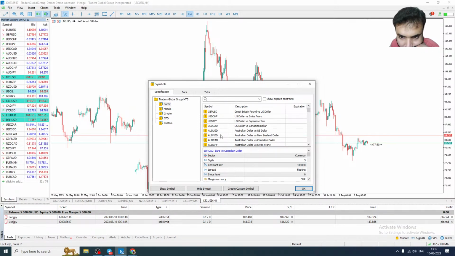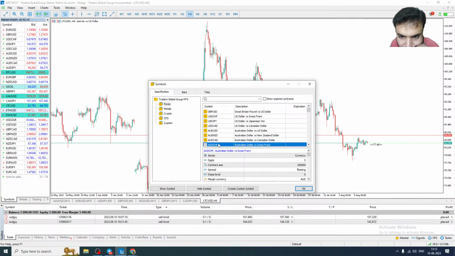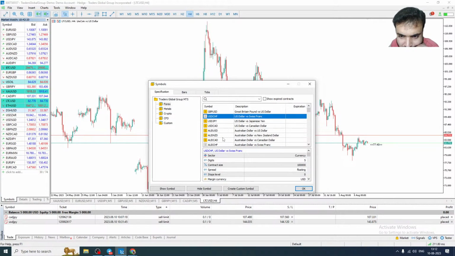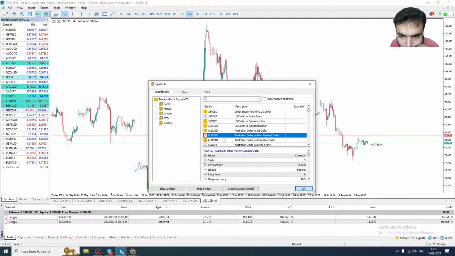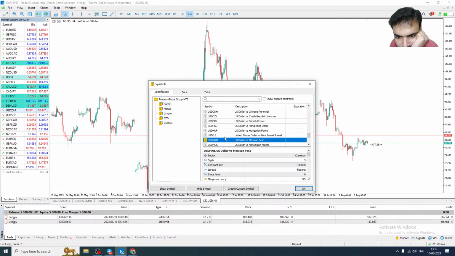We don't want AUD CHF. We don't want USD CHF. Because these CHF pairs are really bad. AUD NZD also we don't want. Euro JPY. USD Mexican peso. USD Hungarian, Hong Kong dollar, Danish krone, Chinese renminbi, something like that.